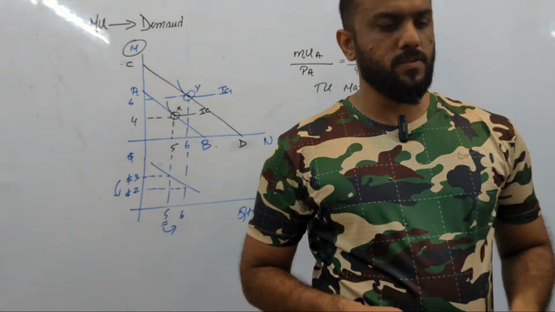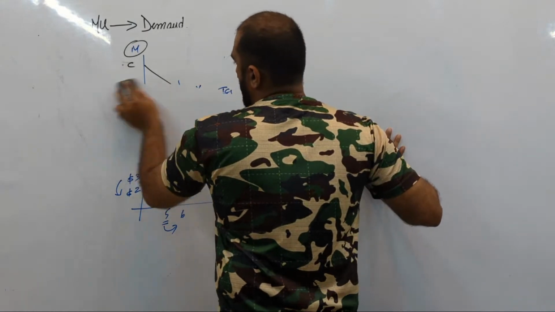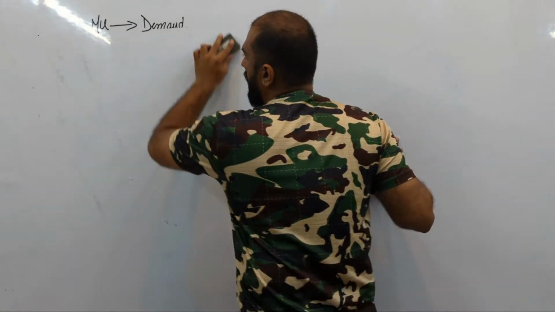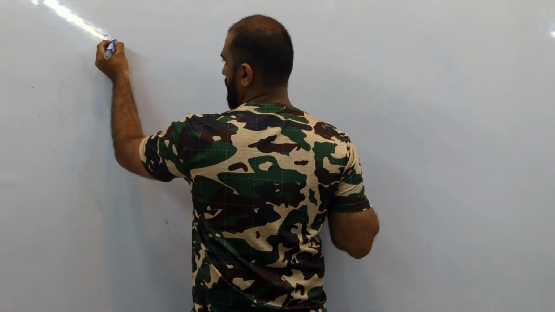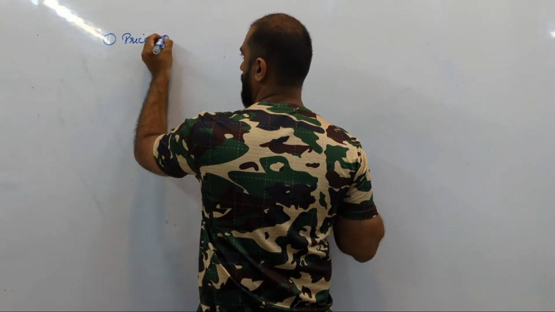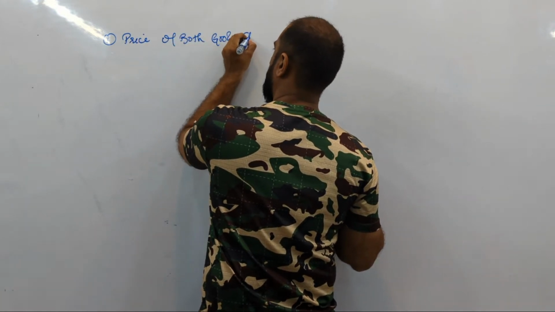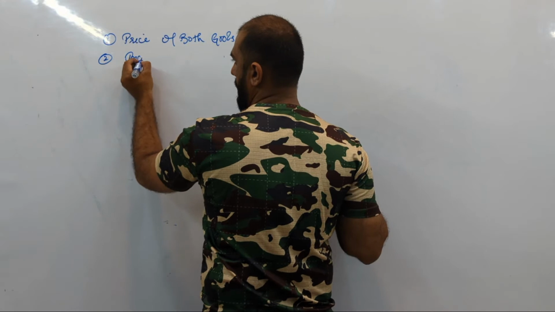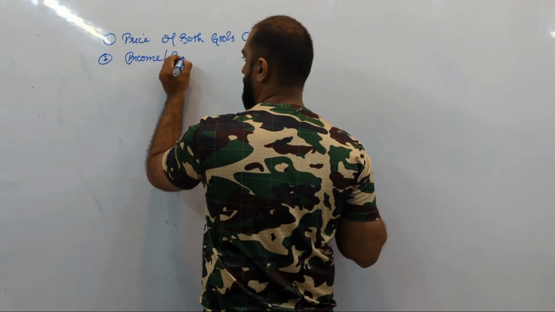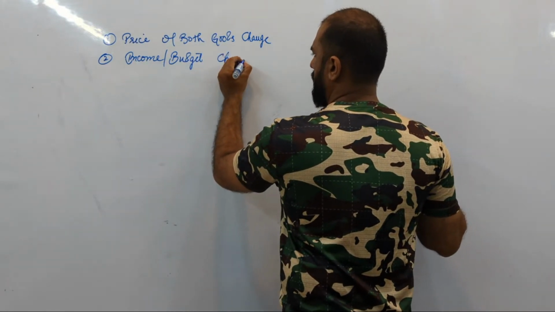So let's move on to the next part, which is more graphical, and parallel shifts. Now, a budget line would shift parallel if there are two things. Number one, the price of both goods change, and number two, if the income or budget were to change. All right, so we're going to look at the graphs for both.